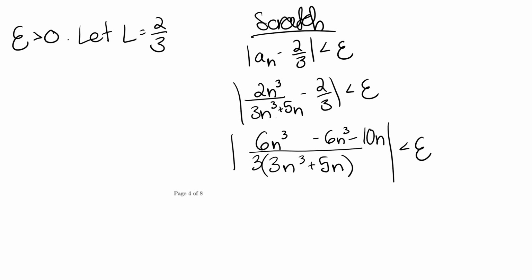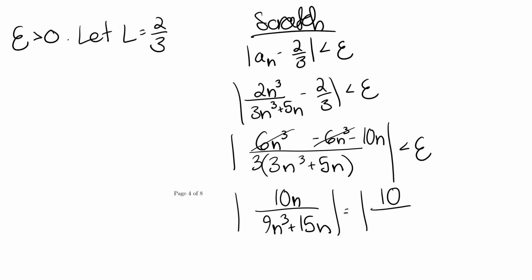Okay, and I can rewrite this as 6n cubed. All right, so far so good. So these two cancel. That's really nice. That really helps a lot. And then we have a negative inside of an absolute value, so I can just make that positive after I cancel those two, of course. So let's see, what do we end up getting? We have 10n over 9n cubed plus 15n. Okay, well, we could get rid of an n out of everyone. So what do we get? We would get 10 over 9n squared plus 15 less than epsilon.